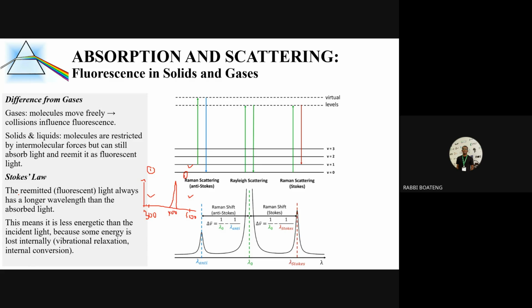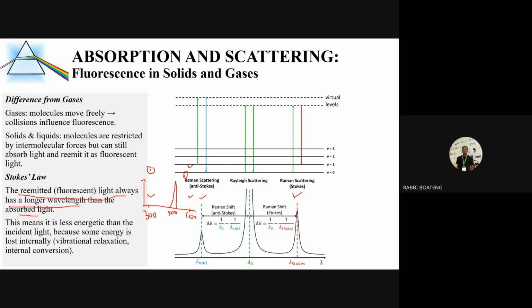Stokes law says that re-emitted fluorescence light always has a longer wavelength than the absorbed one. Even in our chart here it is evident. The Stokes is represented here, and the anti-Stokes is represented here. Fluorescence will always follow the Stokes law. So we always have the re-emitted light at a longer wavelength. That is lower energy.